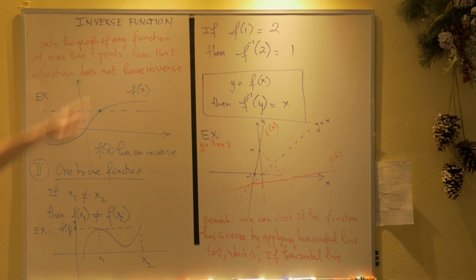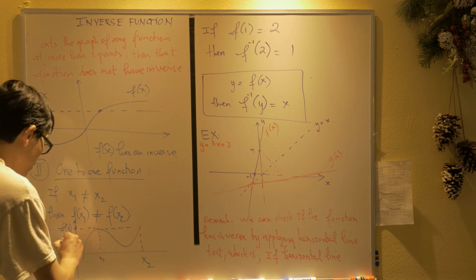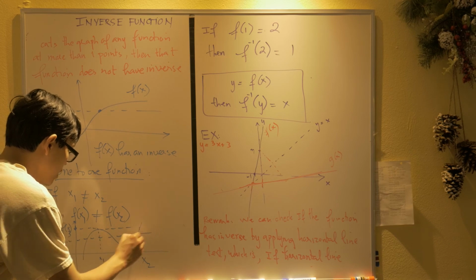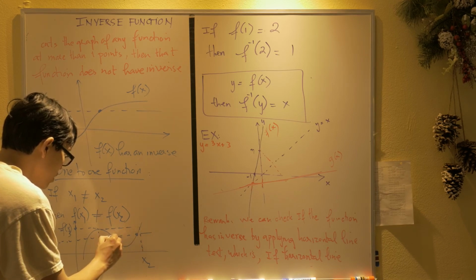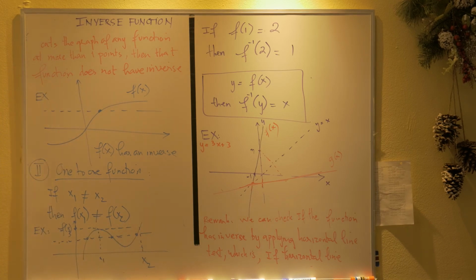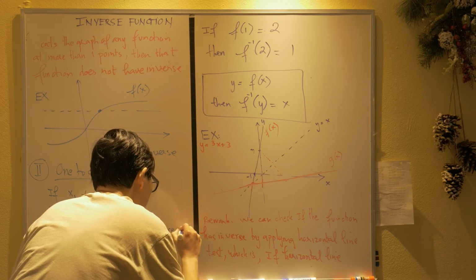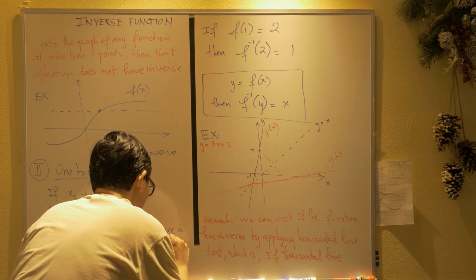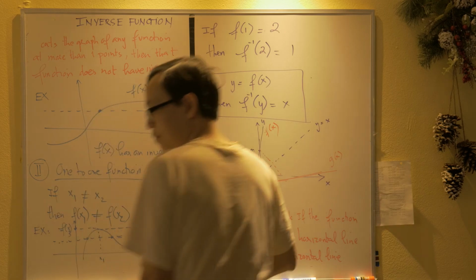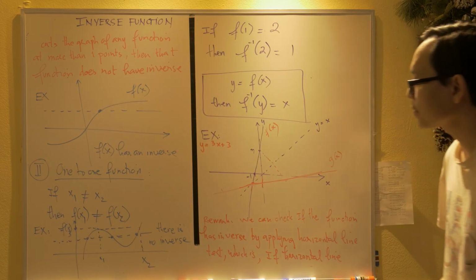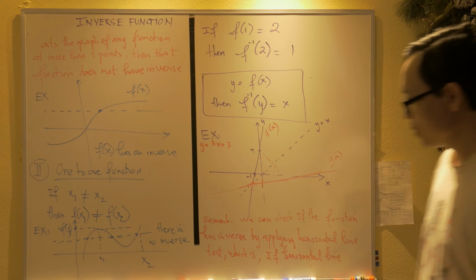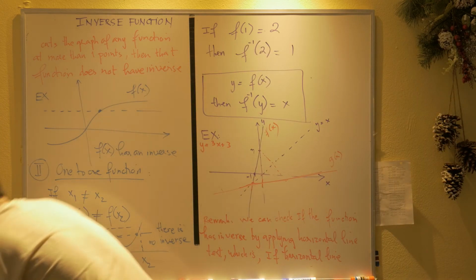By applying the vertical line test, or the horizontal line test, we see right away that if I put the horizontal line over here, it cuts at like 3 points. Okay, cut at 3 points, and then it doesn't have an inverse. So there's no inverse. I can give you another example of a one-to-one function.